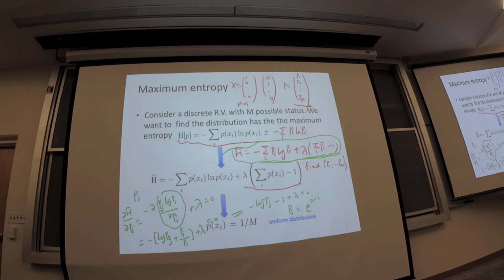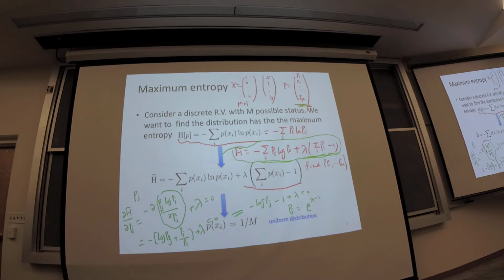I don't understand where the Lagrange multiplier came from, though. Back at the beginning? Oh, because we need to ensure that the summation of P1, P2 until Pm must be 1.